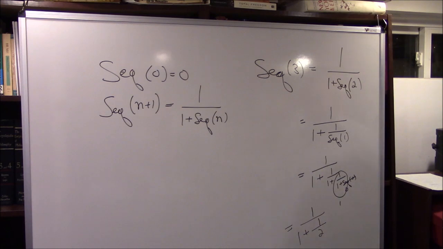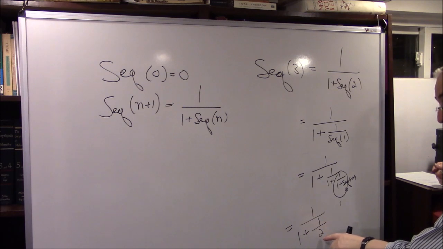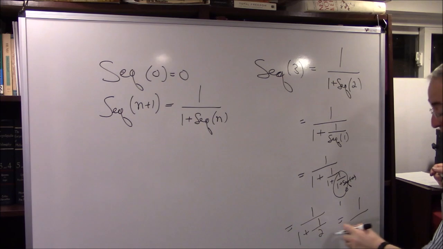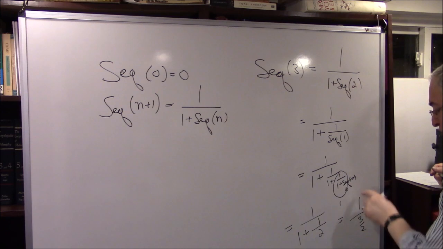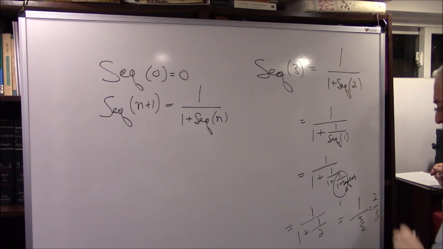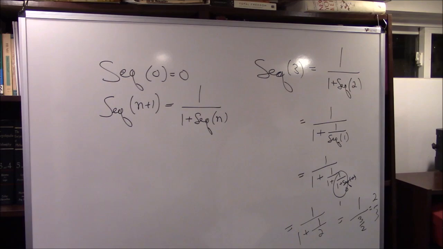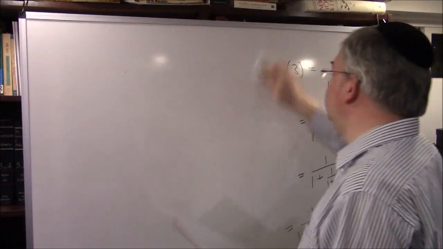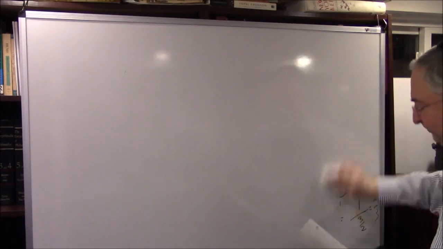Okay, let's figure this out. So 1 plus a half, so this is 1 over 1 plus a half is 3 over 2, and 1 over 3 over 2 is 2 over 3. Okay, you should try a few other values of sequence, you'll see this. These are called, I don't know, continuing fractions. And believe it or not, about 2,000 years ago, the ancient Egyptians were very much into these things. I don't know enough about it, but I'm sure Wikipedia does.